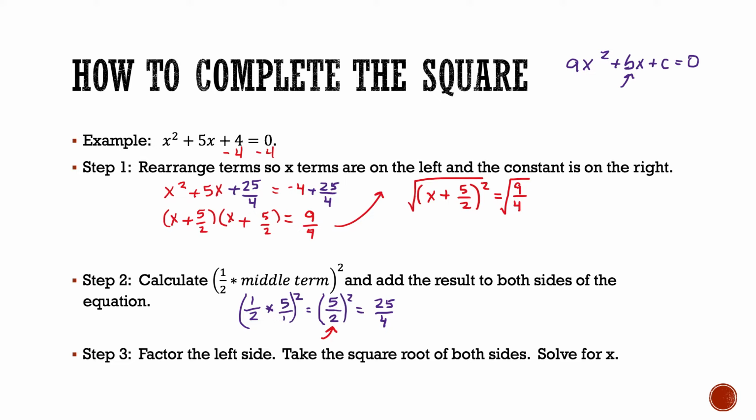So I know that when I take the square root of something squared, like I'm doing on the left, that square root is going to disappear. It's going to cancel with the squared and leave me just x plus 5/2.